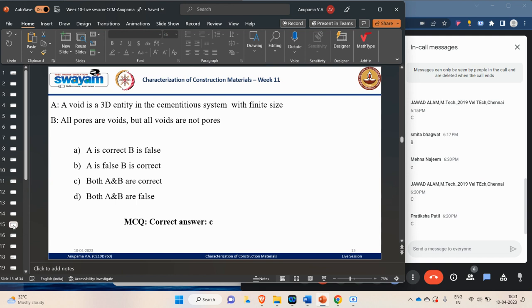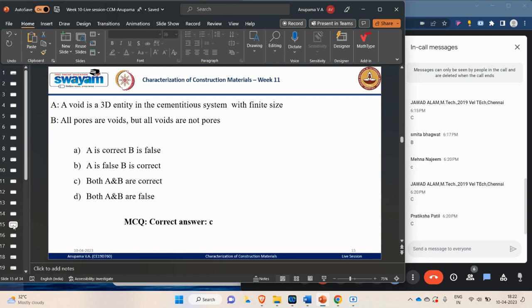Now, what about B? All pores are voids. That is very true. If there is a pore, it is a void also. But all the voids are not pores. For a pore to exist, it has to have a definite length also. It has to extend. It has to be like a tunnel on a very macro scale. If you see a small pit and a tunnel, you can imagine like that. So all the pores are voids by definition, but all the voids cannot be pores. For the void to be a pore, it has to have a definite length also.